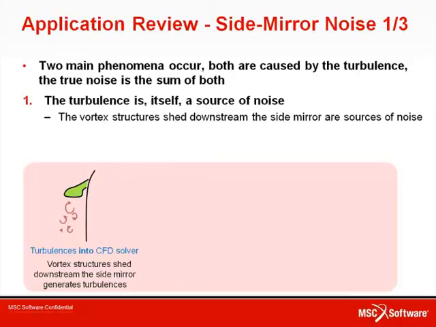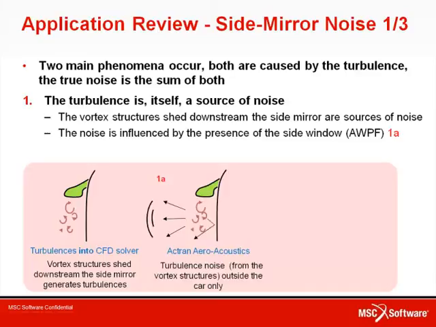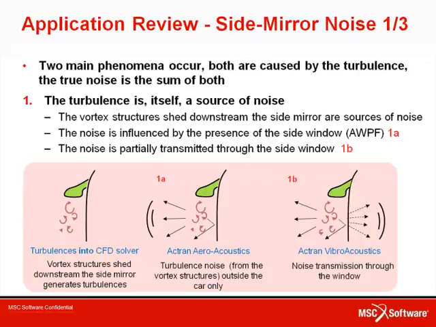The first problem is linked to the fact that the turbulence generated downstream of the side mirror is itself a source of noise. In the computational process, the turbulence is computed by the CFD solver. Then this noise propagates in the air at the exterior of the vehicle, and part of it will impact the side window. Due to this acoustic loading, the window vibrates and generates noise in the car compartment.